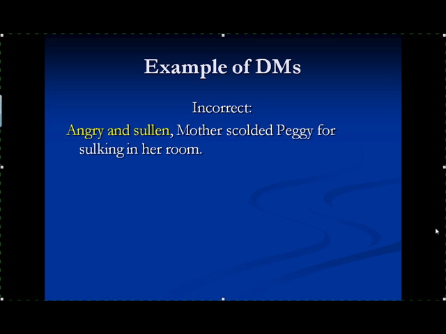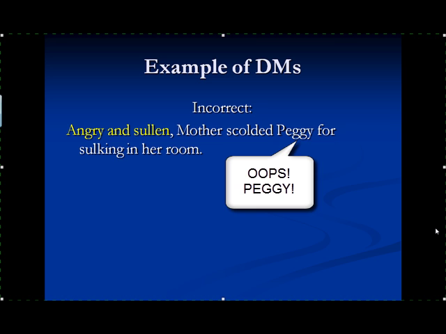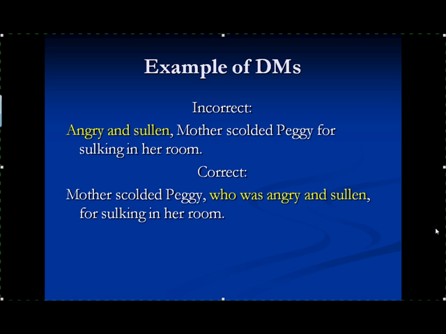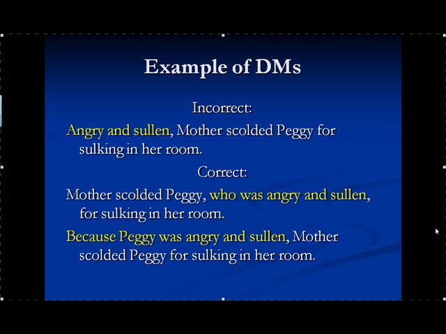Here's another one. Angry and sullen, Mother scolded Mary for sulking in her room. Now maybe Mother was angry and sullen, but the fact that she scolded tells me that Peggy was probably the angry and sullen person who was sulking. So we need to repair this dangling modifier by changing it into a dependent word phrase. Mother scolded Peggy, who was angry and sullen, for sulking in her room. Or, because Peggy was angry and sullen, Mother scolded Peggy for sulking in her room. Both of those highlighted phrases are dependent word phrases.